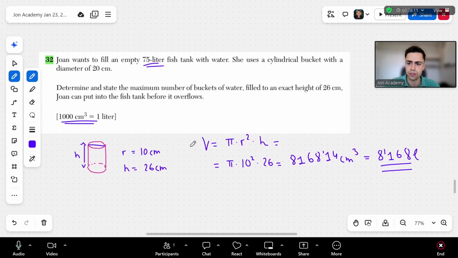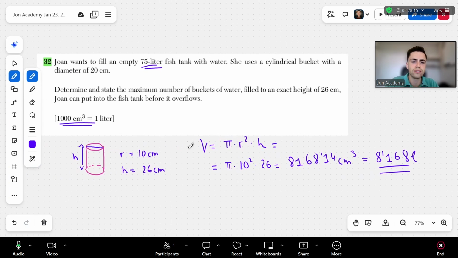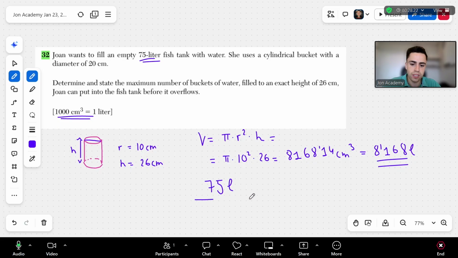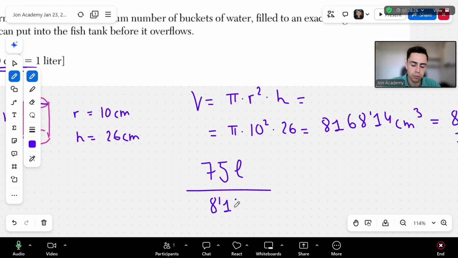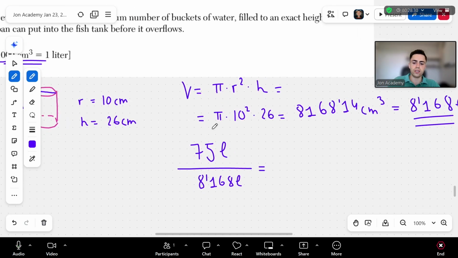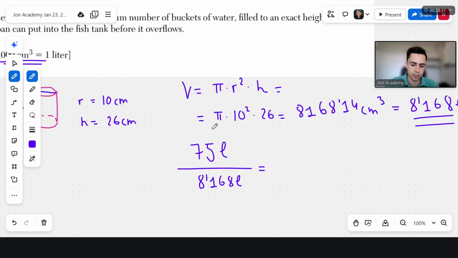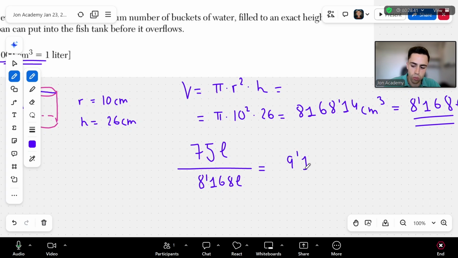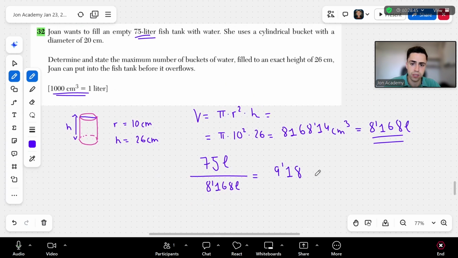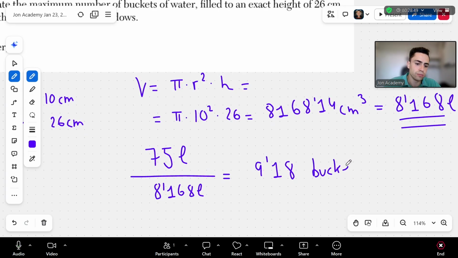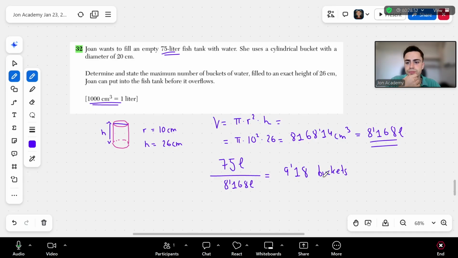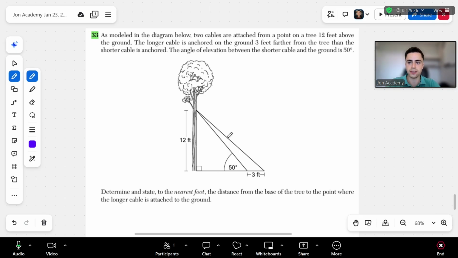Yeah, three decimals should be enough. The maximum number of buckets of water filled, okay. So now we have 75 liters divided by each of the buckets, which is so many liters. And what are we getting here? 75 divided by 8.168 is going to be 9.18 buckets, no? But the maximum we can fill is going to be rounding this down in this case. So it's going to be 9. So 9 is going to be the answer, no? Yeah, that's it. So now let's see this last one, number 33.